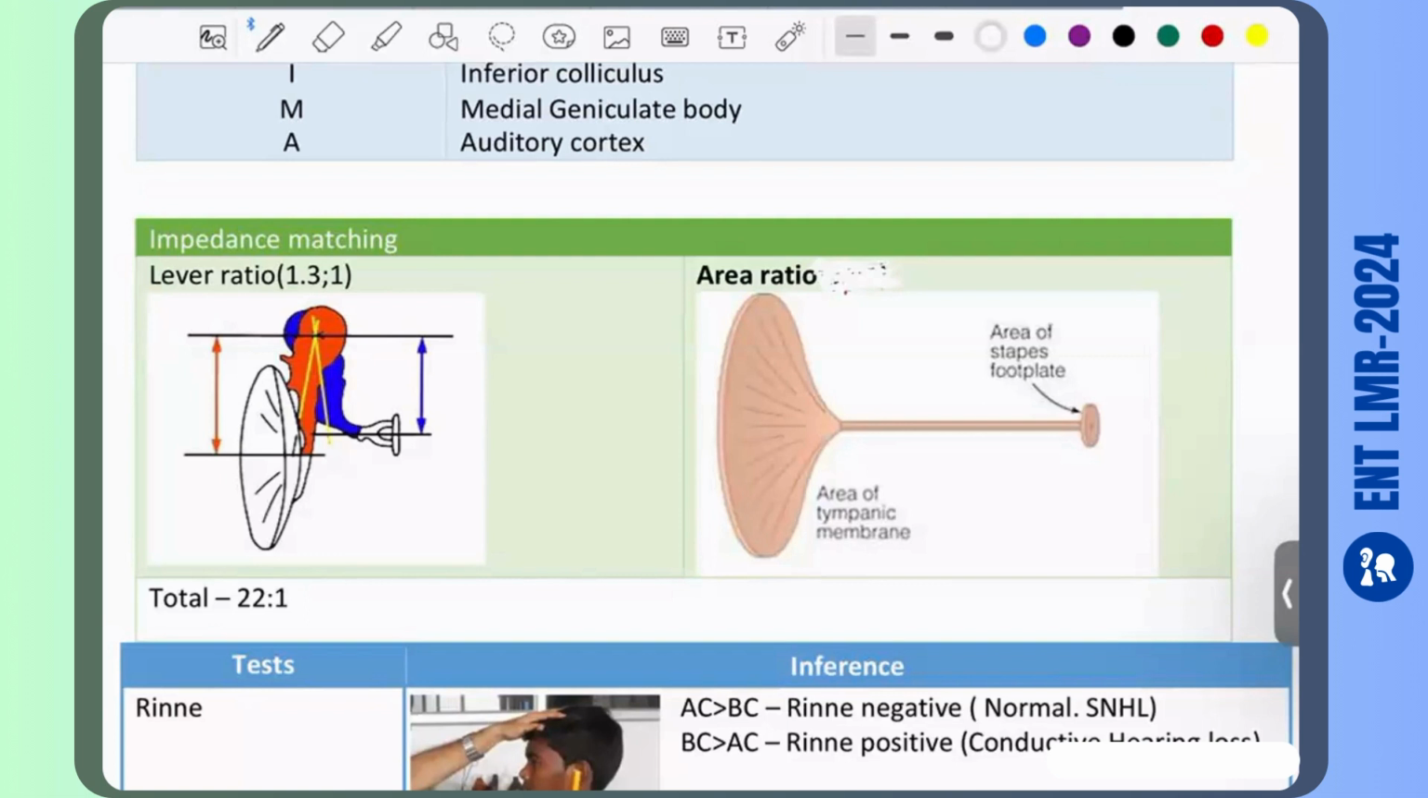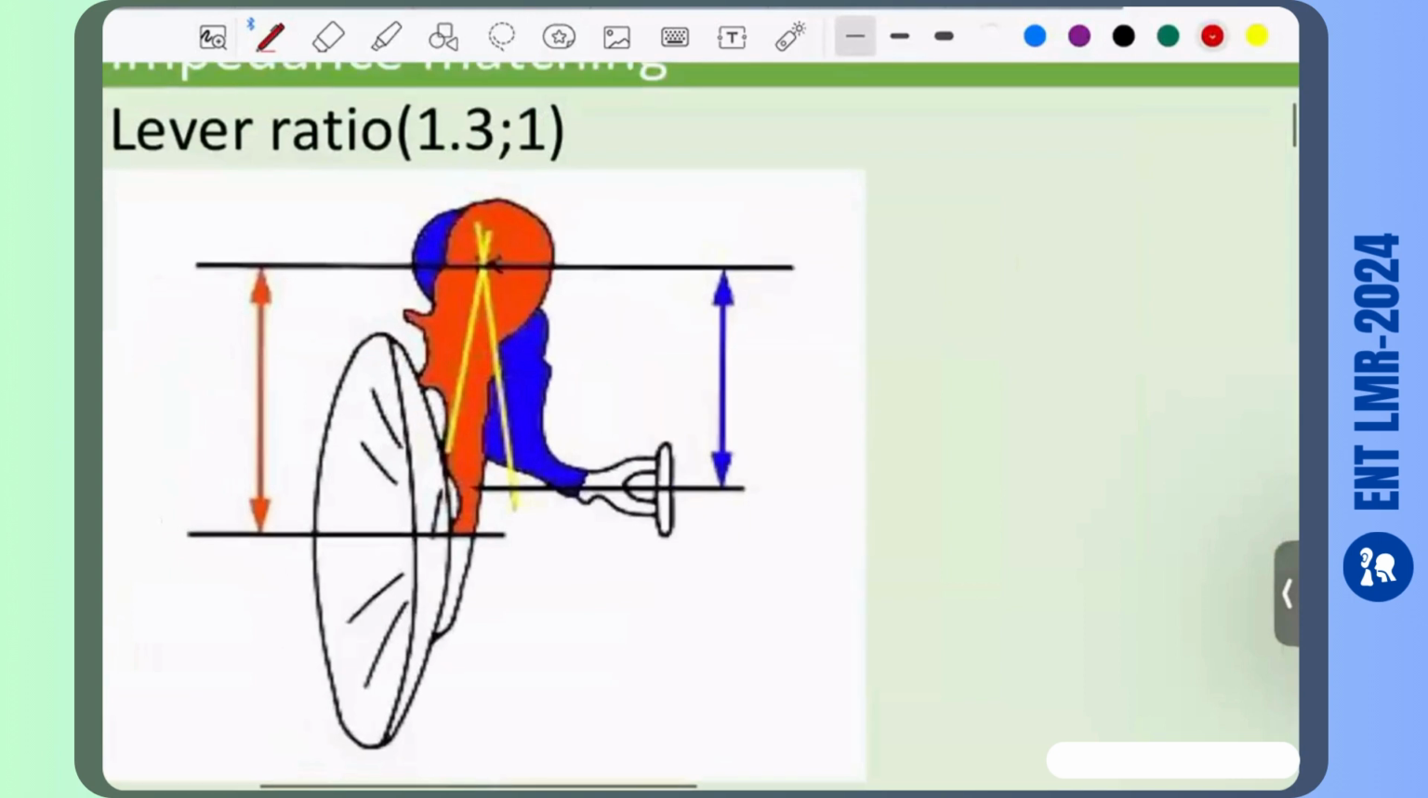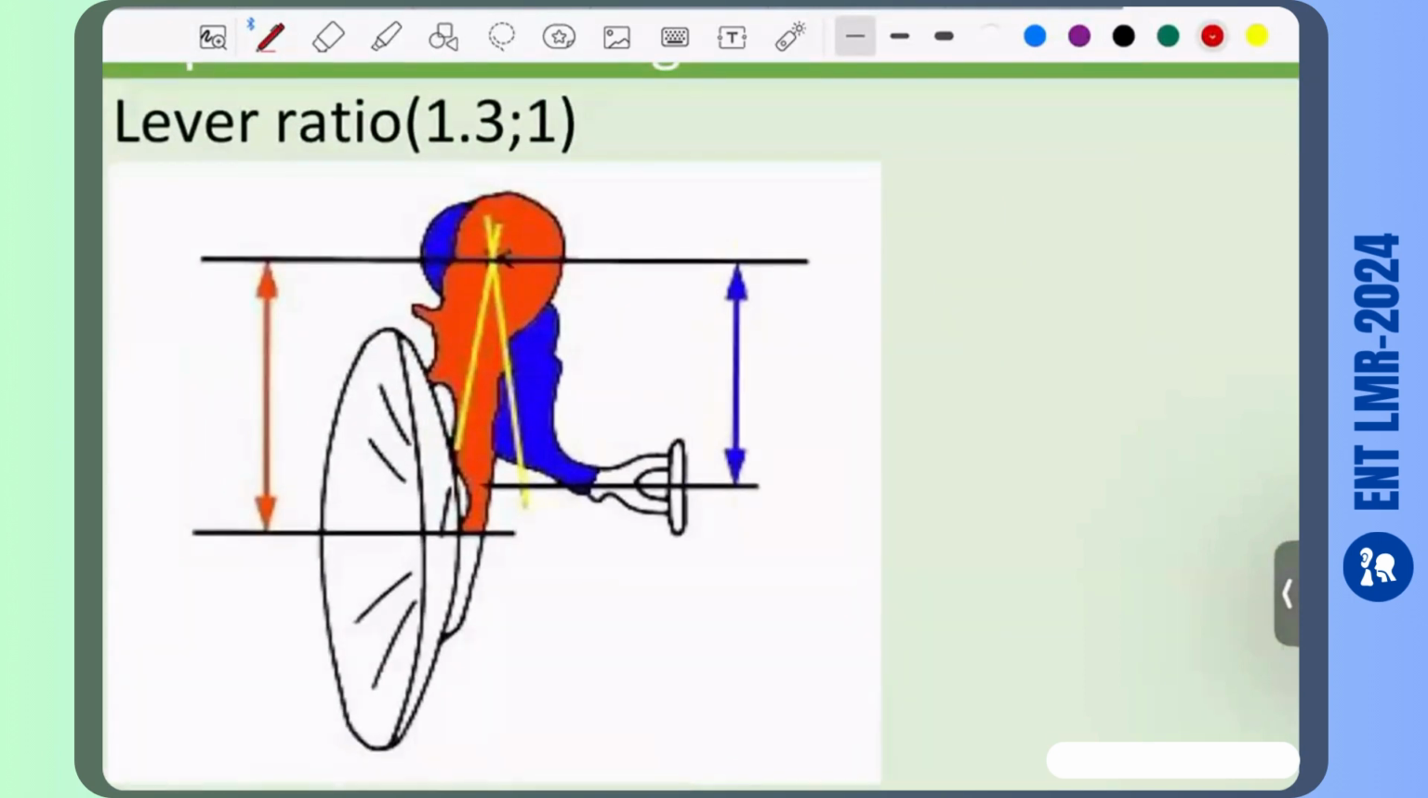Okay, this impedance matching will increase the sound 22 times. So the sound is increasing 22 times. Alright, how is it increasing? First, we consider the length of the malleus with the length of the incus. The length of the malleus is 1.3 and the length of the incus is only 1. For example, if the malleus is 13 millimeter in length, the incus will be 10 millimeter. So malleus is comparatively lengthier than incus.